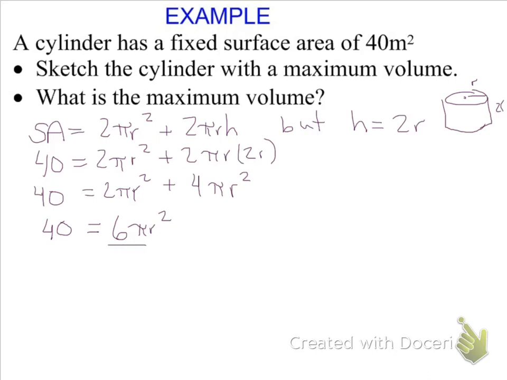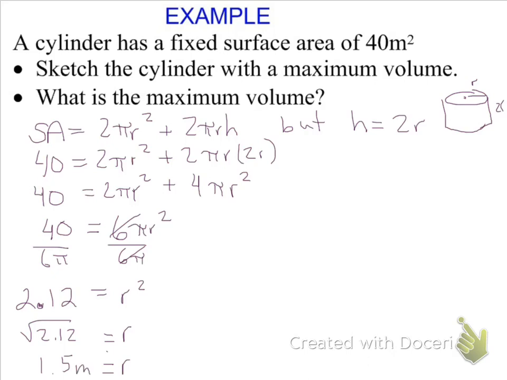So I'm going to get rid of 6 pi by dividing it on both sides. That's just a number. It's 6 times 3.14. And on this side that'll be gone, so I'll just have r squared. And here I will have approximately 2.12, and you can keep the entire answer on your calculator screen. Just make sure that your next step is to take the square root, because we want r by itself. So r is 1.5 meters.